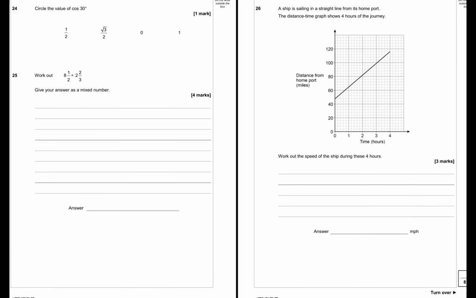Okay, done. Question 24. Circle the value of cos 30 degrees. This is just easier to memorize than to do any calculation. So we know that is going to be root 3 over 2. So just memorize that one.